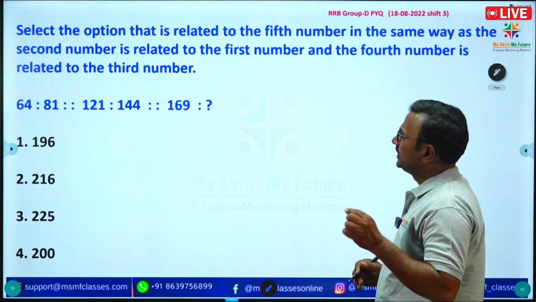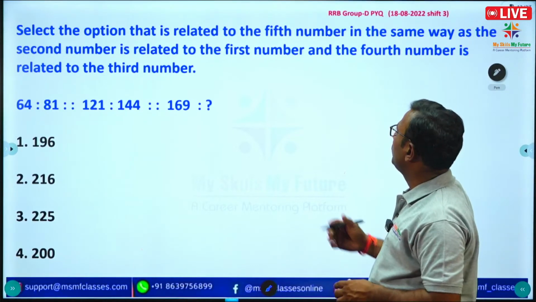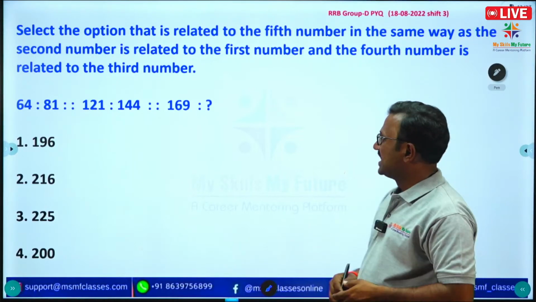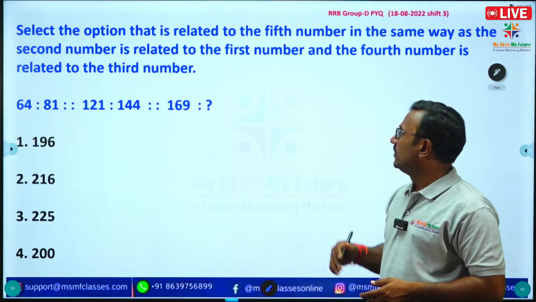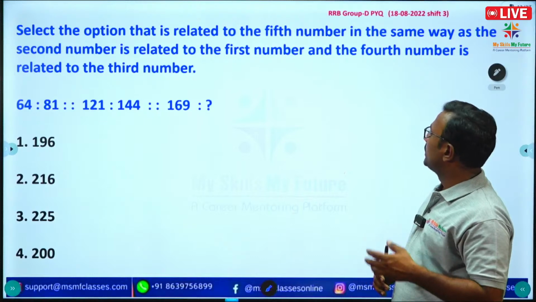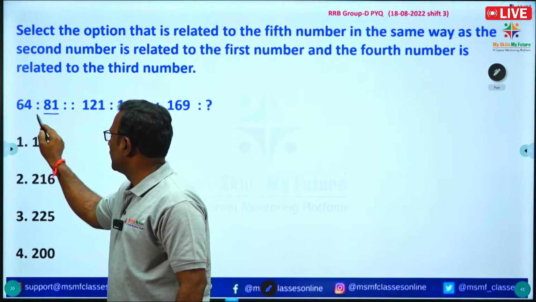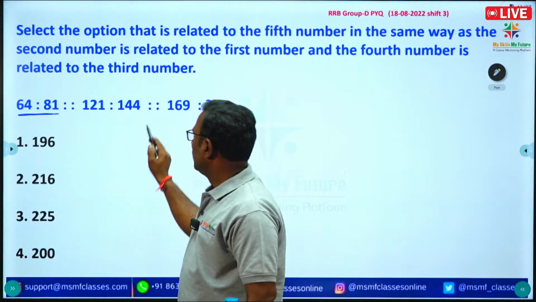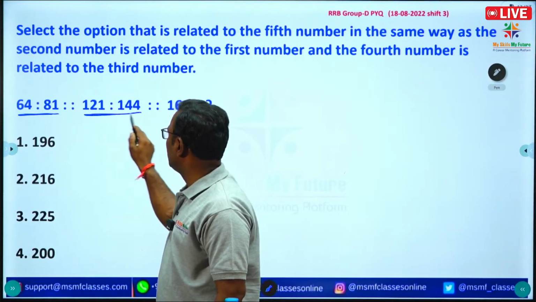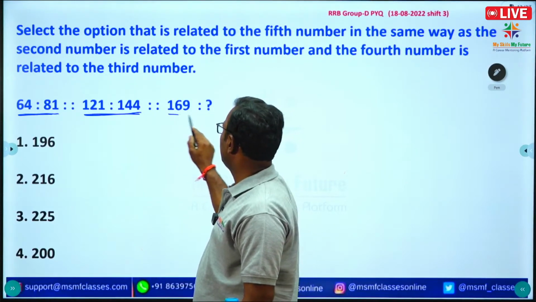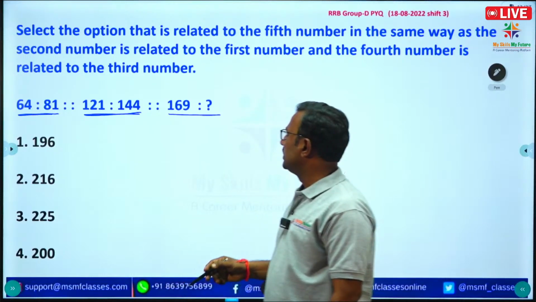Select the option that is related to the 5th number in the same way as the 2nd number is related to the 1st number and the 4th number is related to the 3rd number. So how the 2nd number is related to the 1st number and the 4th number is related to the 3rd number, in the same way the 6th number is related to the 5th number.